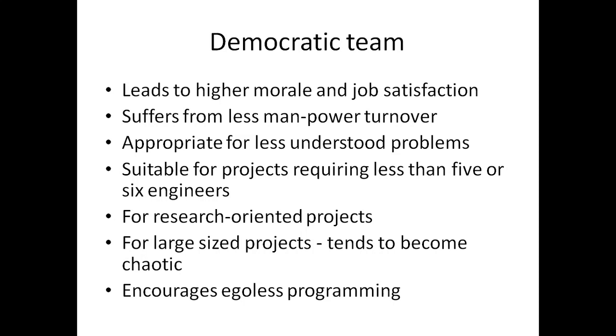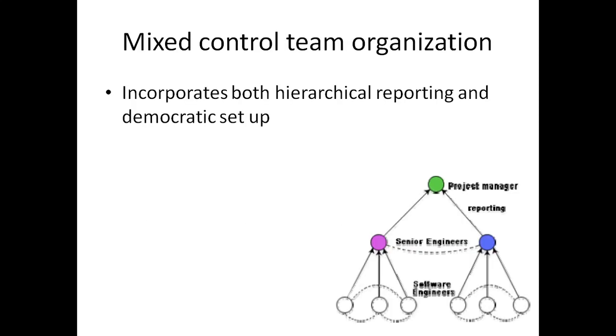And also it encourages egoless programming, because each programmer will be sharing and reviewing others' work. So there is no ego among these programmers. So that is important in the case of software engineering. So if there is no ego among the team members, then definitely that project will be a good success also. Then the third type of team organization is the mixed control team organization.